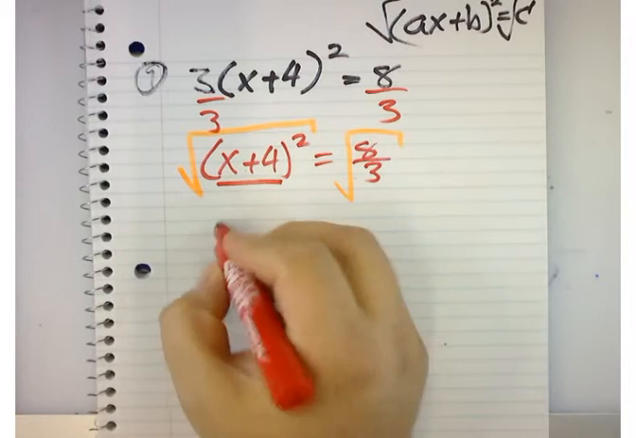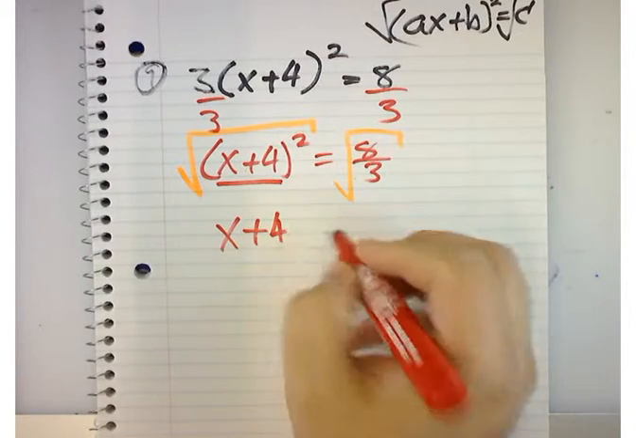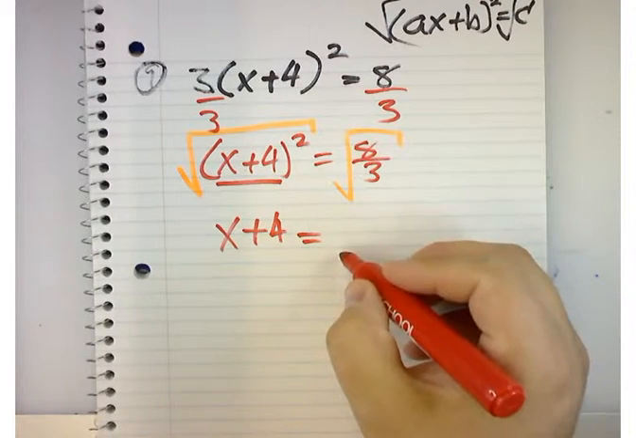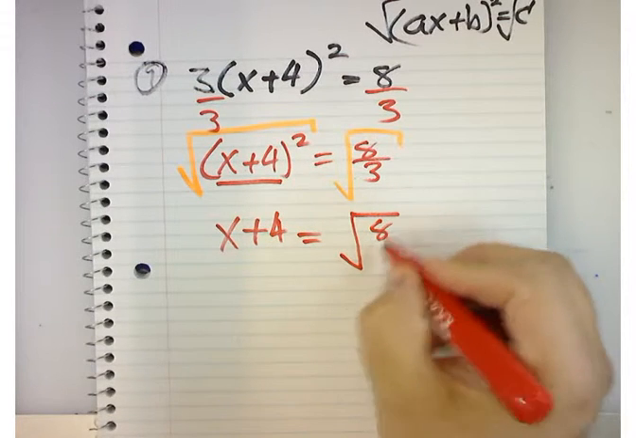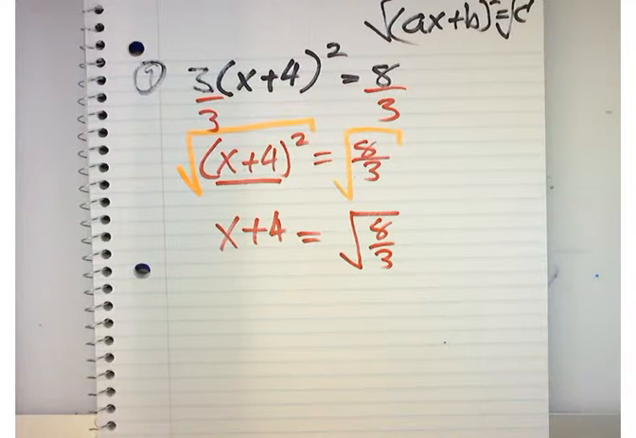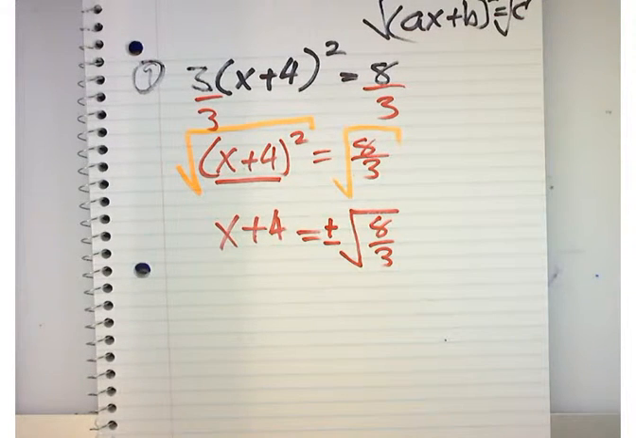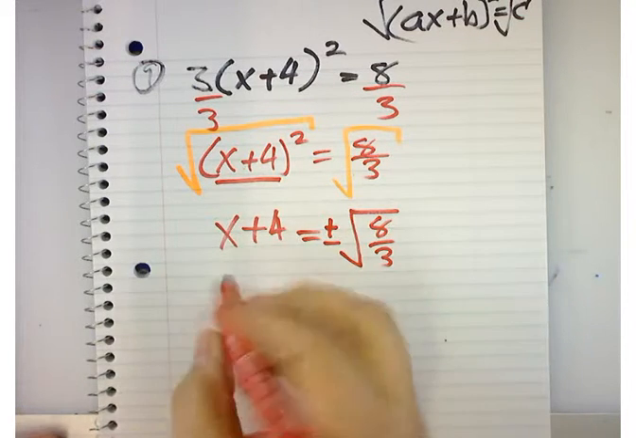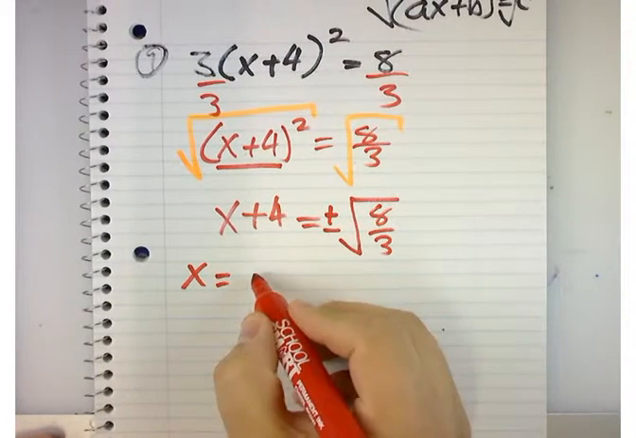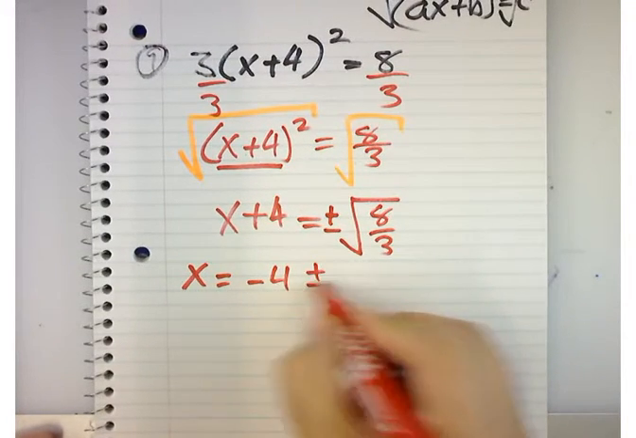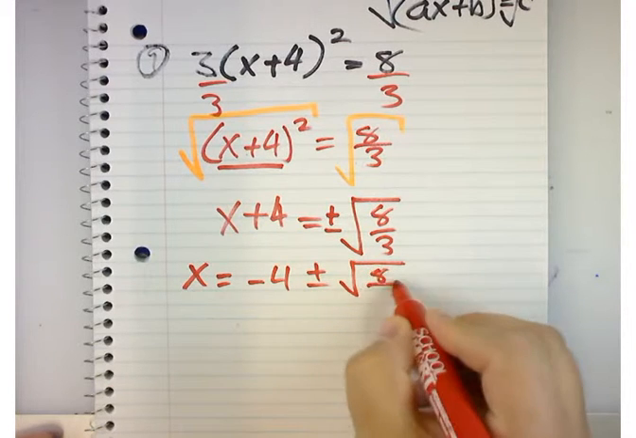So this side becomes x plus 4, and this side over here is actually the square root of 8 over 3. And you say, Mr. Adams, that looks horrible. But remember, it's not just the principal root, it's the plus or negative, right? So when we take the square root of something, it's plus or minus. Then if I subtract 4 from both sides, I get x is equal to negative 4 plus or minus the square root of 8 over 3.